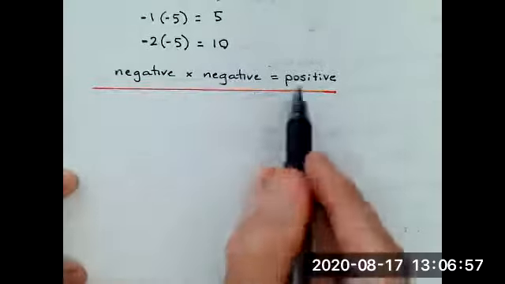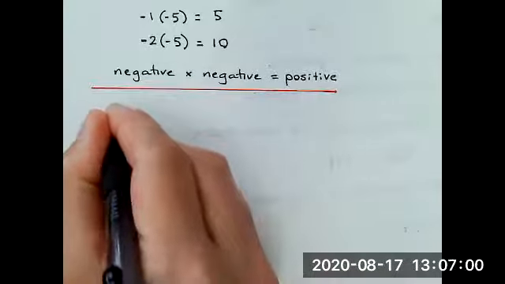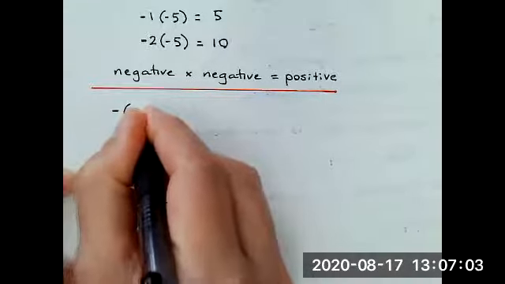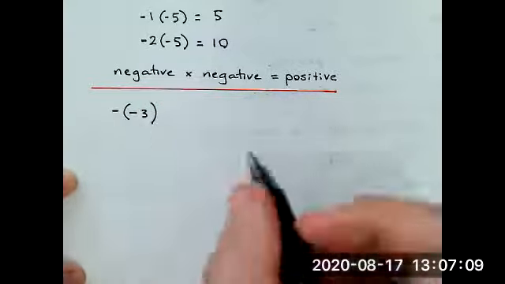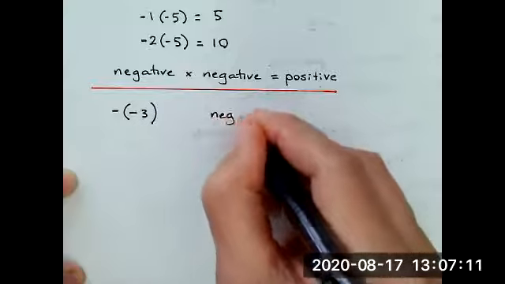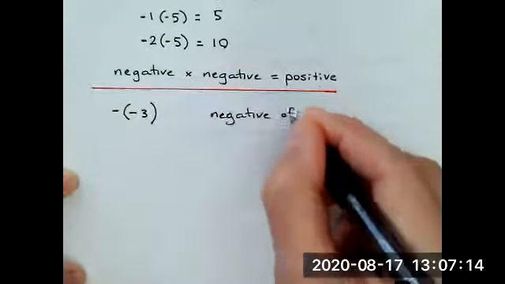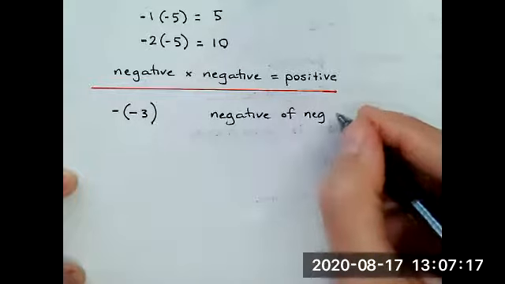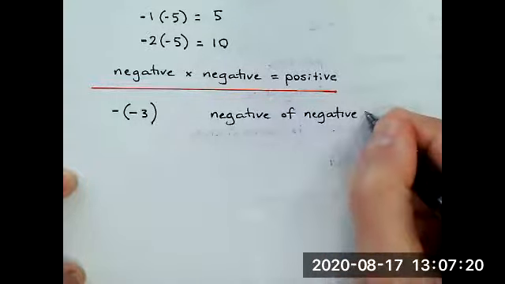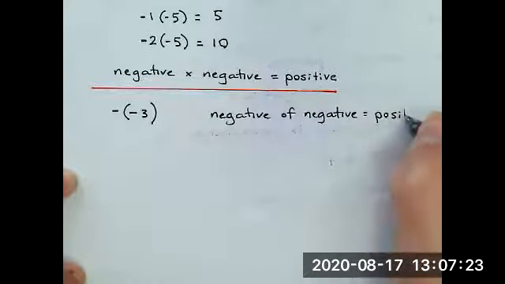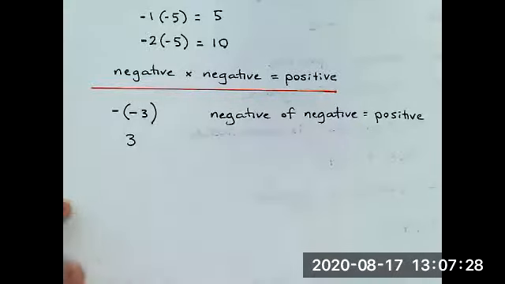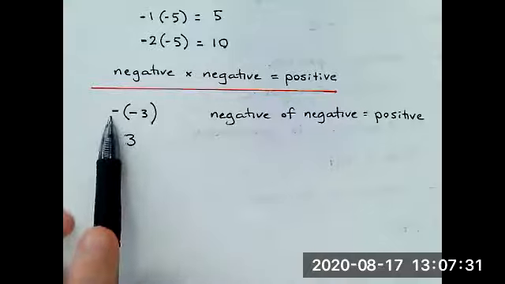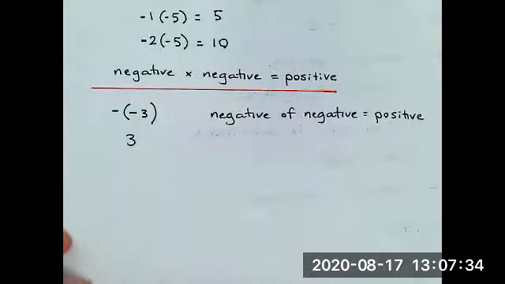We actually used this rule earlier when we talked about the negative of a number. In math, of means times. So negative of a negative is a negative times a negative. So the negative of negative 3 is positive 3. That's the same thing as multiplying negative 1 times negative 3. Let's do some examples.